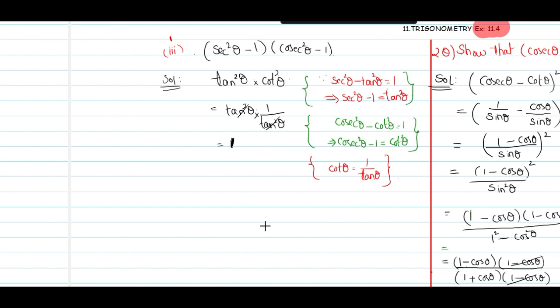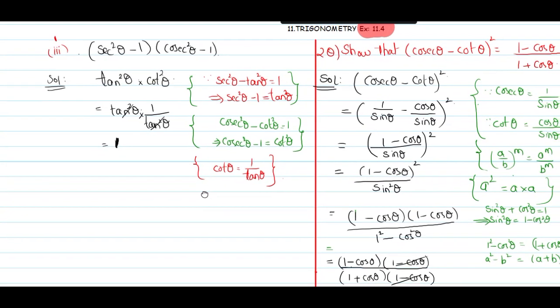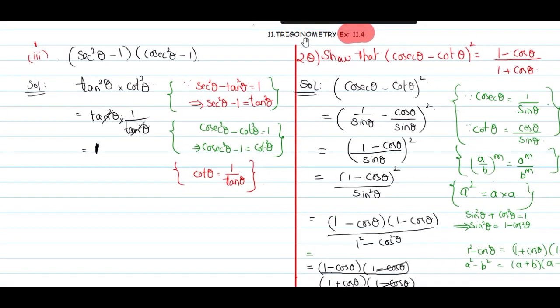For the next one, the third question is the third bit of the first question itself. Again, this is a question from 11.4, first bit, third one. We need to evaluate the value of secant square theta minus 1 into cosecant square theta minus 1.